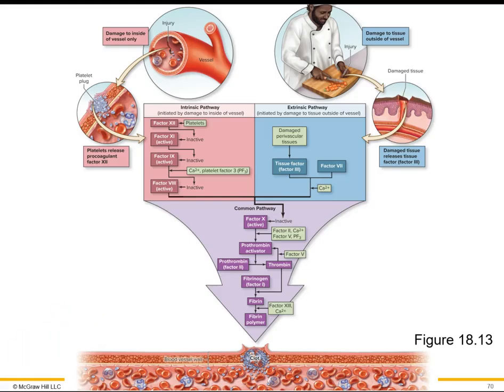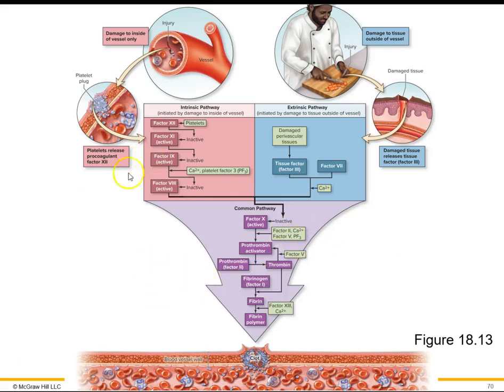Now, what do I expect you to know about the coagulation cascade? Well, I want you to know that it's complicated. I want you to kind of have the general sense of how this works, that one protein is going to activate another protein, which then goes on to activate another protein, and so on and so forth. I want you to know that there's a couple of different ways that you can trigger the coagulation cascade, either intrinsically, so damage to the inside of the vessel, or extrinsically, damage to the outside of the vessel. I want you to know that platelets are required to help initiate coagulation. So is calcium and vitamin K.